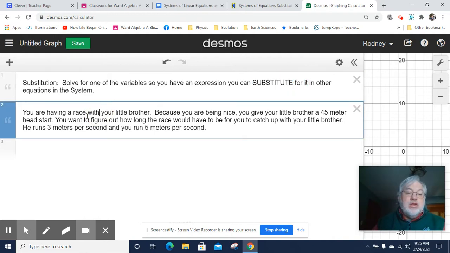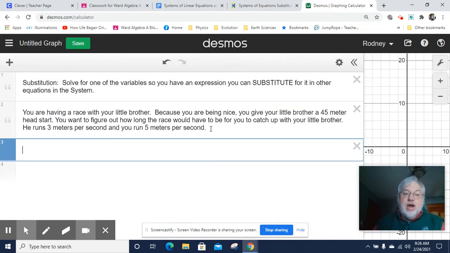I've come up with a little word problem here in order to illustrate this. So you're having a race with your little brother. Because you're being nice, you give your little brother a 45-meter head start. You want to figure out how long the race would have to be for you to catch up with your little brother. He runs 3 meters per second and you run 5 meters per second. Now, there's lots of mental math tricks for solving this one, but I'm going to use substitution.